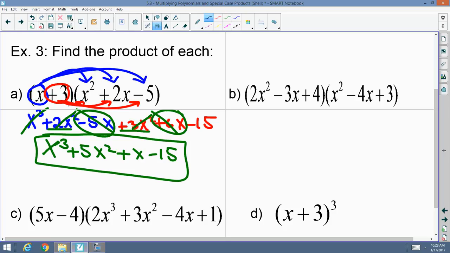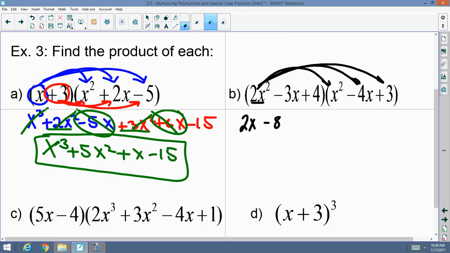Now this one's going to be pretty long, but it's still not too difficult. So I'm first going to take 2x squared, and I'm going to multiply it to every single term here. So I've got 2x cubed minus 2x to the fourth. My bad.